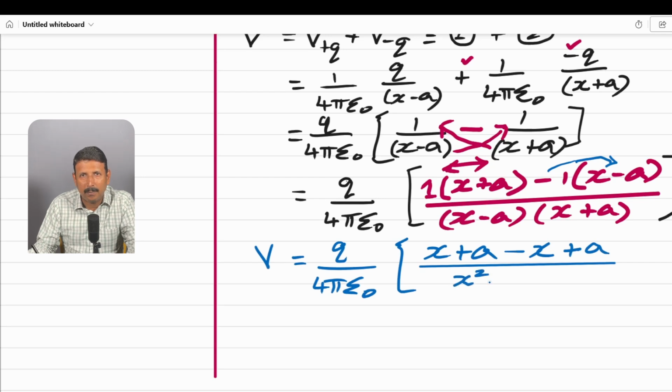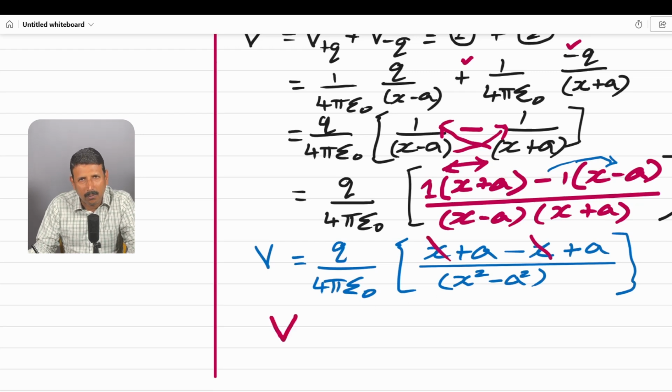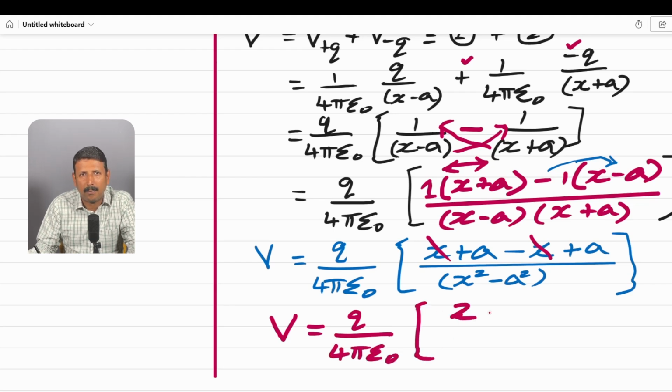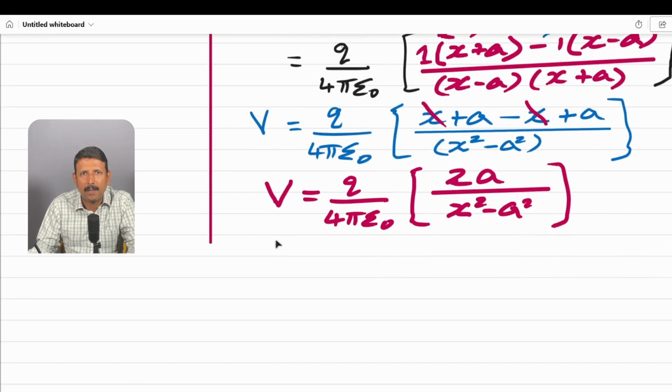Now when opening the bracket, we will see that minus 1 into minus a, that will become plus a. So minus x plus a. Denominator is in the format of a minus b into a plus b, so a square minus b square, right? So x square minus a square will come. Now V is equal to, also in the numerator we can cancel that x because plus x is there, minus x is there. So q divided by 4 pi epsilon 0, 2a divided by x square minus a square. This is the standard derivation for field potential along the axis.